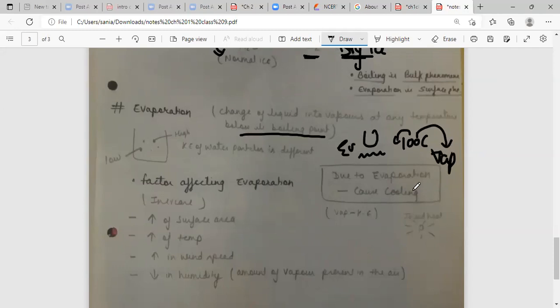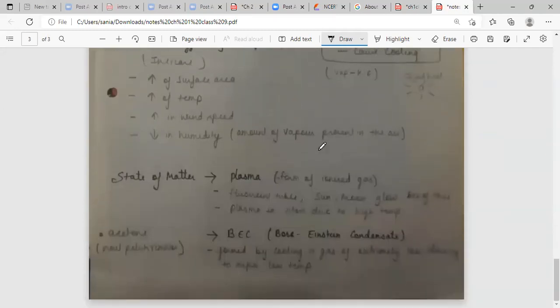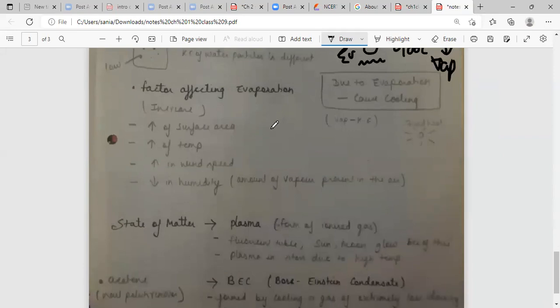I'm again explaining it. I know it's quite difficult and confusing. We have two things: evaporation as well as vaporization. Both of them have the same meaning. When you convert liquid into gas, that is also known as evaporation, and also vaporization.